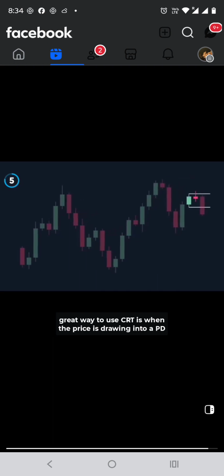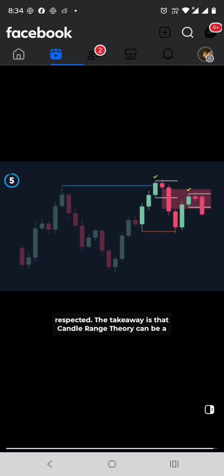Another great way to use CRT is when the price is drawing into a PD array, such as this bearish fair value gap here. The reason being is that after the change of character, we should already be under the belief that the price is likely to reverse from this zone. So we can use candle range theory to find the confirmation on whether this fair value gap is being respected. The takeaway is that candle range theory can be a very useful tool within your trading analysis to identify and trade reversals in the market, but it's also just as important to understand when you should actually use it.